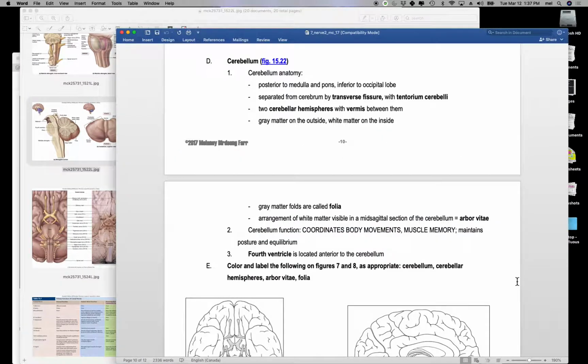So now let's talk about the function of the cerebellum, because it's actually kind of interesting. The cerebellum is actually responsible for posture and equilibrium. I mean, it works with your cranial nerves in your ears, but that's where it actually goes on.